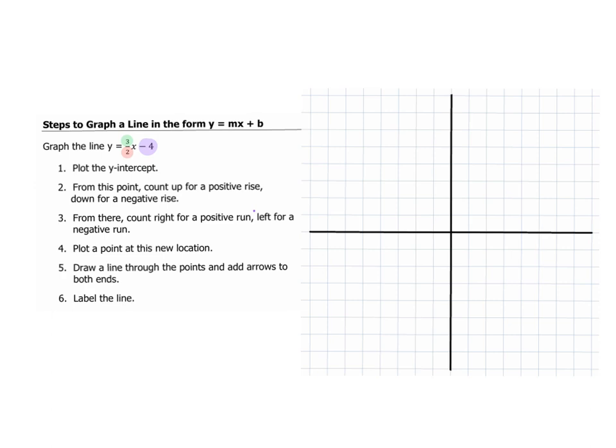For the line y equals 3 over 2x minus 4, the y-intercept is negative 4, the rise is 3, and the run is 2. We will begin by plotting the y-intercept. We start counting from the origin and count down 4 spaces because the y-intercept is negative 4. We put a point at this location. From there, we will count up 3 since the rise is positive 3, and right 2 because the run is positive 2. We will plot a point at this new location.